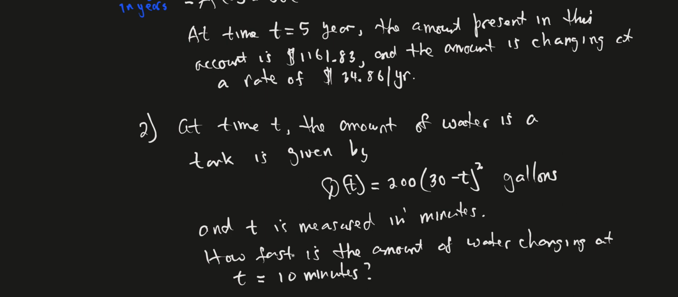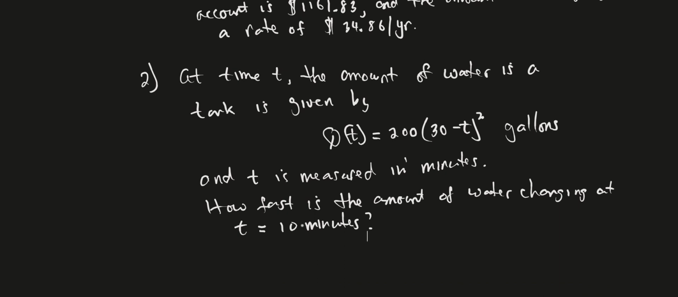Maybe there's a situation where you turn on a hose and you're filling up this tank, or you open a faucet and you're emptying the tank, and after 10 minutes you want to know how fast the water level is rising or falling. The key here is how fast. This phrase, how fast, is interpreted as what is the rate of change? How fast is the amount of water changing at a particular instant?